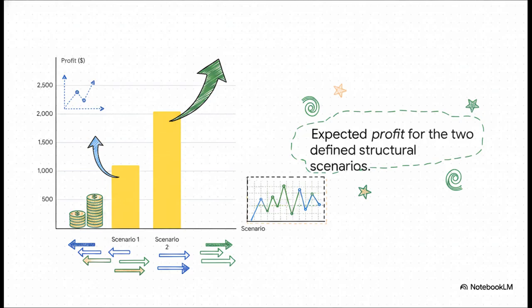On the other hand, Scenario 2 assumes both M and P are triggered, exiting at target 2 and target 3. For that scenario, the expected profit is $2,050, putting the expected annual return at 31.17%.